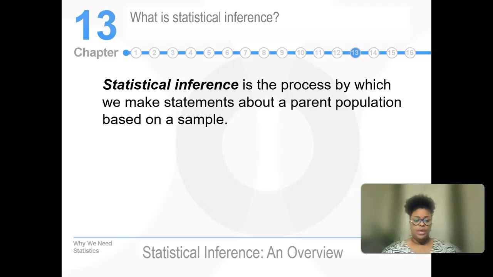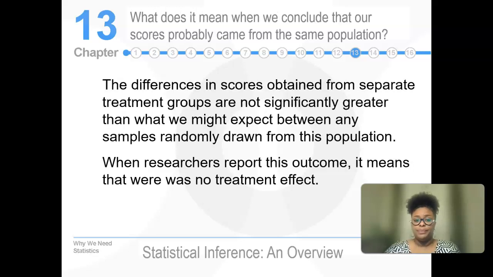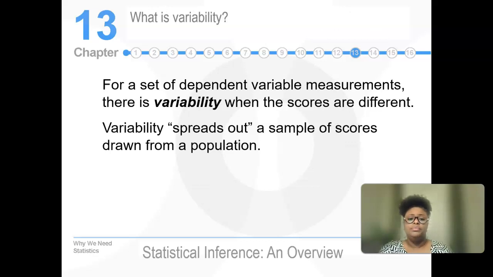In order to create these inferences, we use what is called a statistical inference. The statistical inference is the process by which we make statements about a parent population based on our sample. The differences in scores obtained from separate treatment groups are not significantly greater than what we might expect between any samples randomly drawn from the population. So, when researchers report the outcome of a study, it means that there was no treatment effect or effect between the IV and the DV.